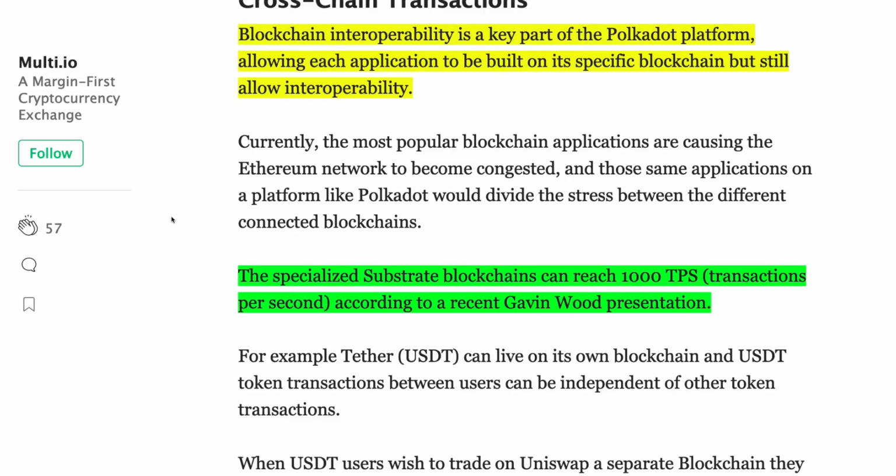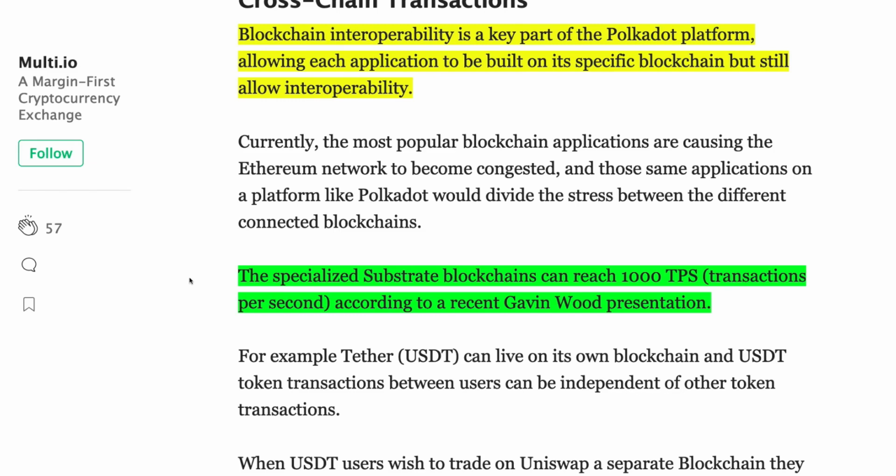Now, again, something which is very important is the transaction speed. Of course, Ethereum, you may or may not know, currently has only 15 TPS, or transactions per second. Although, of course, there's a range of solutions. We've talked about Ethereum layer 2 solutions, scaling solutions, which will increase this drastically. But in any case, for Polkadot right now, the specialized substrate blockchains can reach 1,000 TPS, at least according to a recent Gavin Wood presentation. So this is a great improvement on Ethereum.